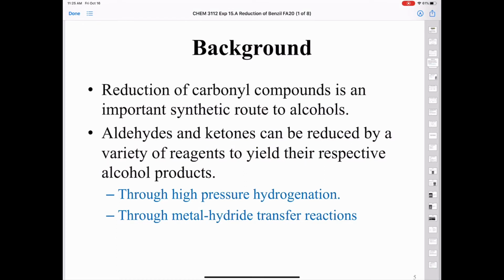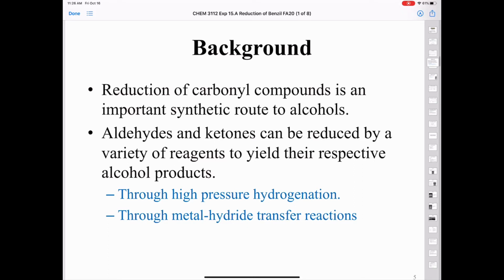A little bit of background on our reaction: the reduction of carbonyl compounds is an important synthetic route to alcohols, so reducing aldehydes and ketones, or carboxylic acids and esters. Now, as far as aldehydes and ketones go, they can be reduced by a variety of reagents to yield their respective alcohol products. If we reduce an aldehyde, we produce a primary alcohol, and if we reduce a ketone, we produce a secondary alcohol. Now, the ways that we can do that is we can use high pressure hydrogenation.